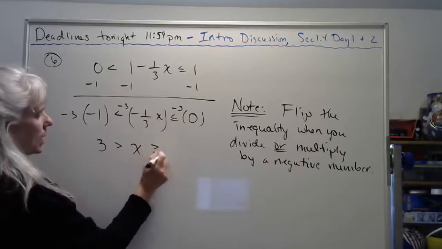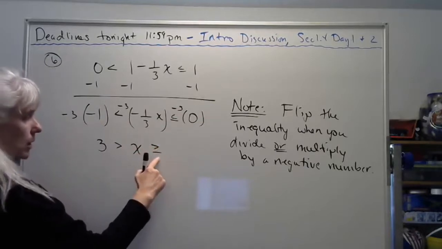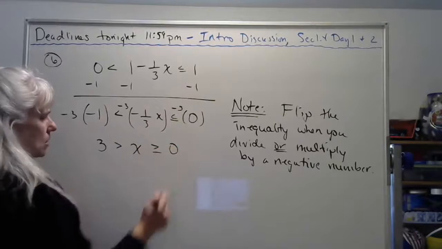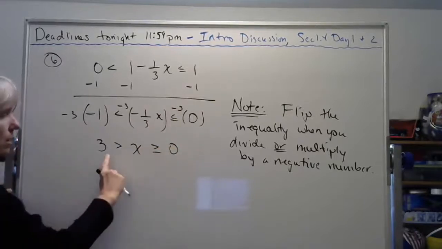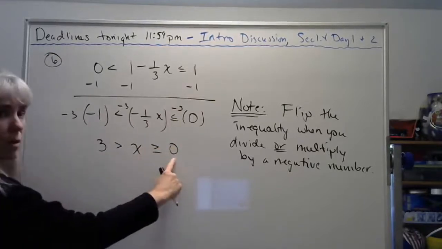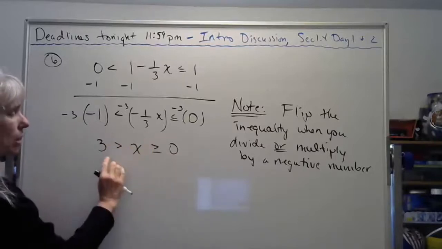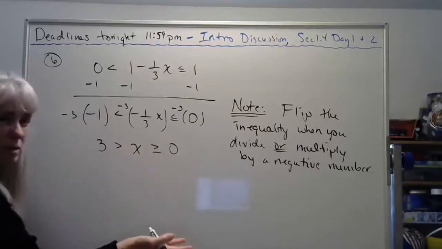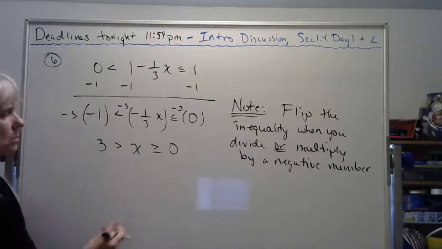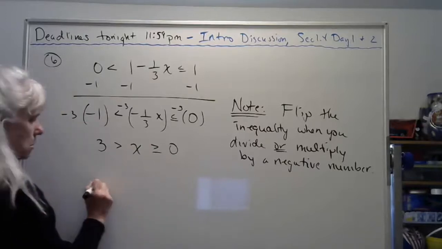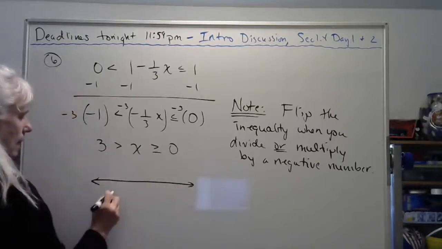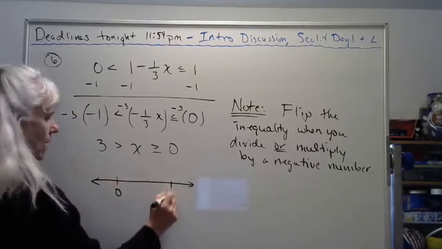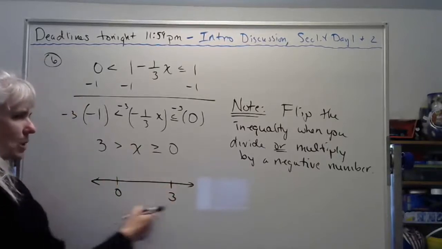And on the other side, again, flipping the inequality to a greater than or equal to, 0 times anything is still 0. And you'll notice that we have a true statement here, that 3 is bigger than 0. If I hadn't flipped those inequalities, it would say that 3 is smaller than 0, which is a false statement. You've got to remember to flip those inequalities. So on a number line, that would give me 0 and 3. Make sure they're in numerical order.